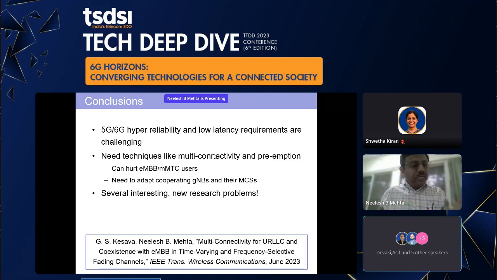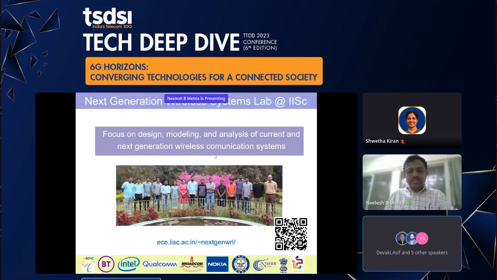So if you're more interested, here is a reference that you can look at. This is a transactions on wireless paper that appeared a few months back. It's fairly recent. And it has all the modeling details and the mathematical analysis and all that goes into this problem. And all the results I showed you are from this paper.